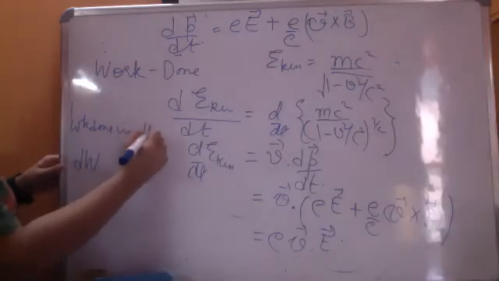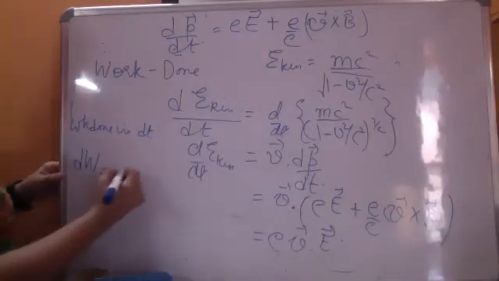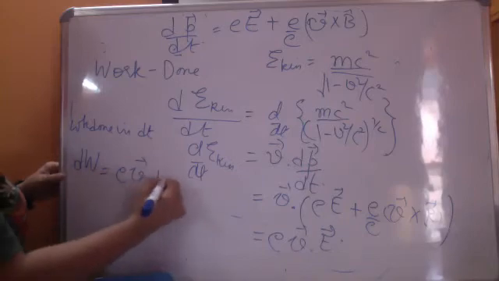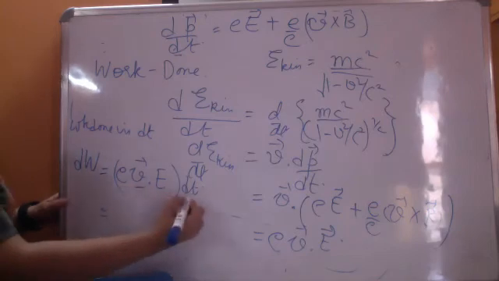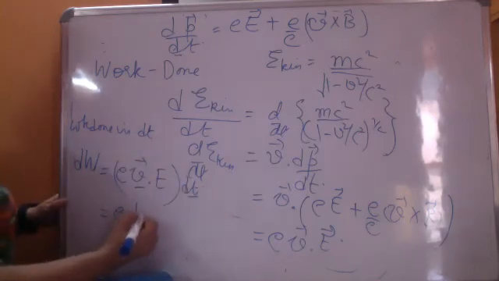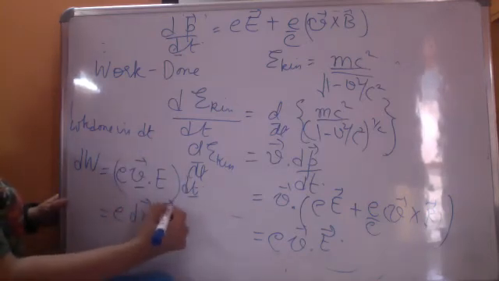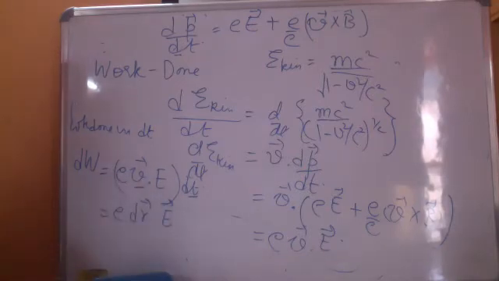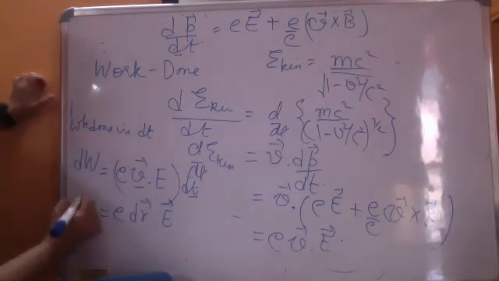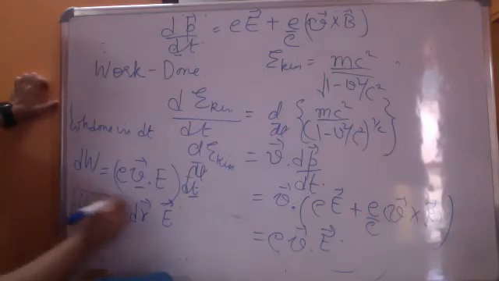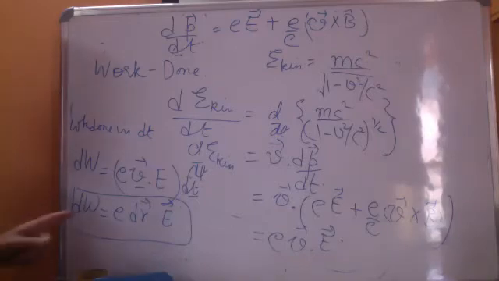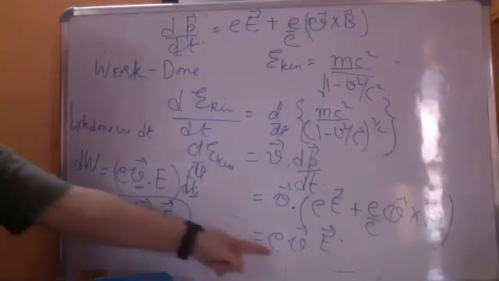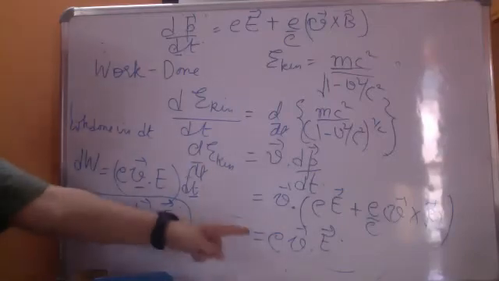Or I can actually calculate the amount of work done in time dt. From here, what will that be? v dt is nothing but dr, so qE dot dr. So you see that if you have a charged particle moving in an electromagnetic field, there are two things that you can analyze from this result. First thing is that the work is done only by an electric field.